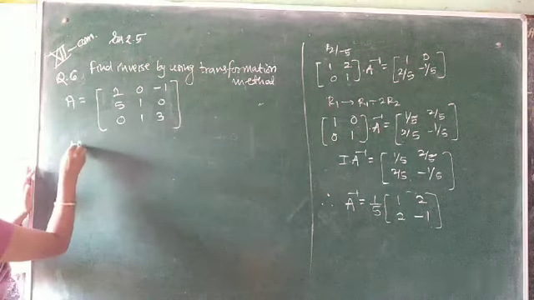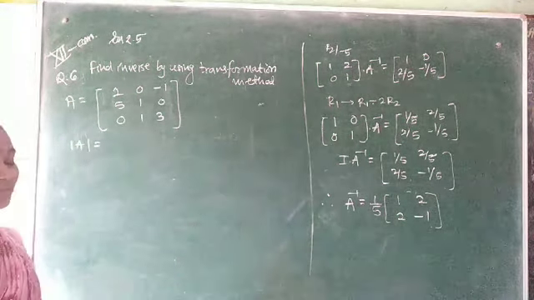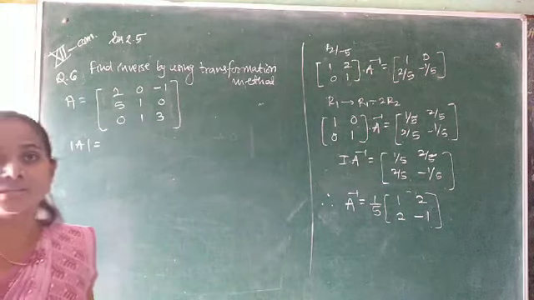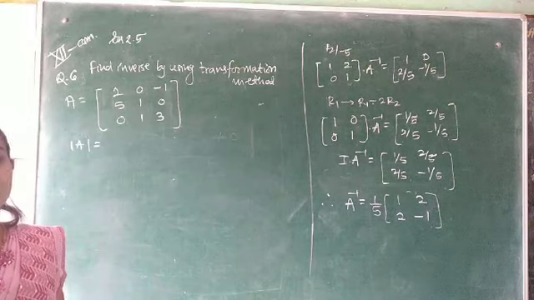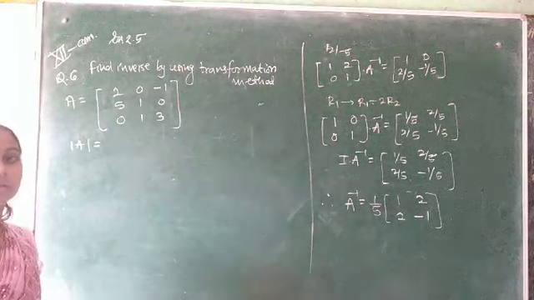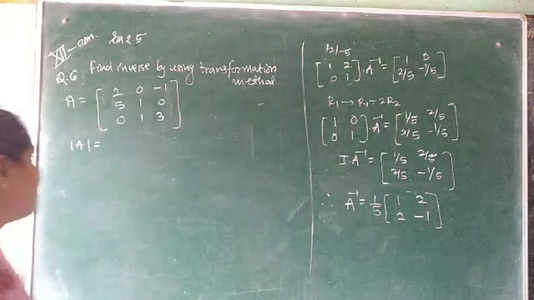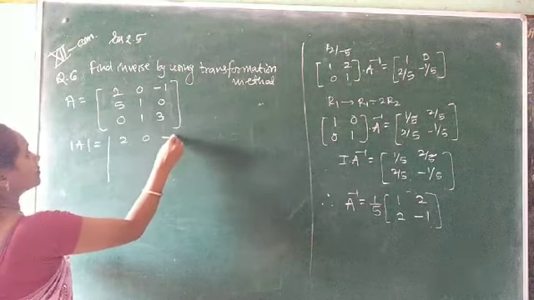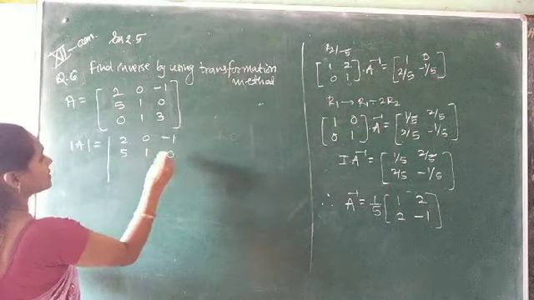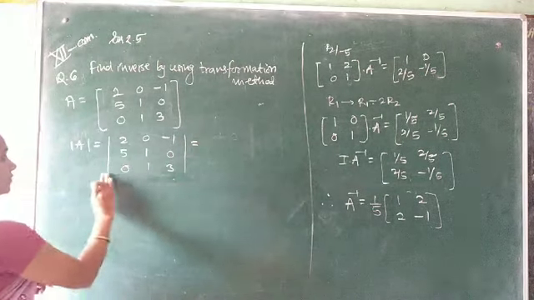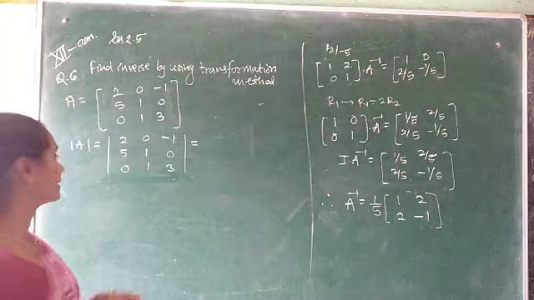First check its determinant. When you have a question to find an inverse in the exam, first we have to check its determinant. If it is 0, then we can't find the inverse of the given matrix. But if it is non-zero, then we find the inverse of the given matrix. So first always check its determinant. 2, 0, minus 1; 5, 1, 0; and 0, 1, 3 is equal to.